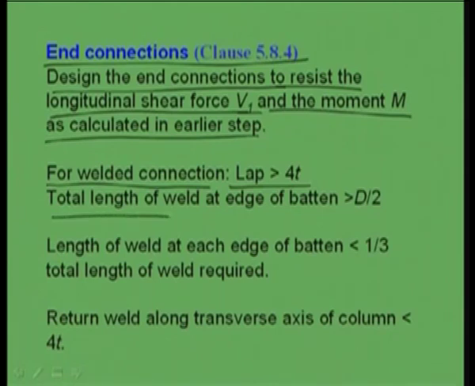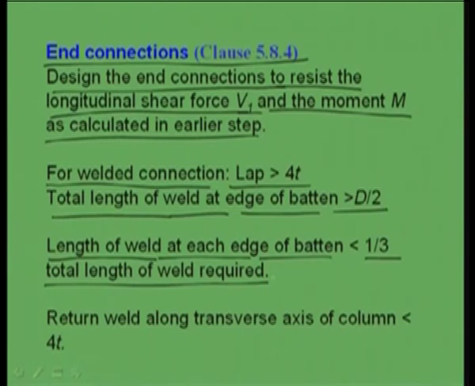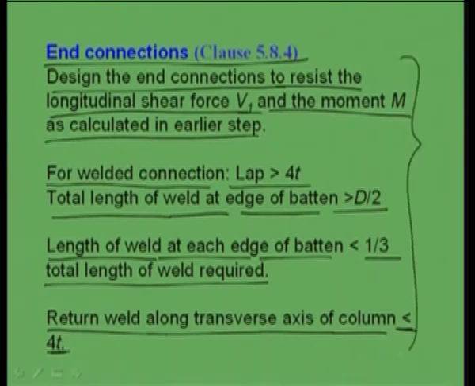Another thing is that the total length of weld at the edge of the batten should be greater than d/2, where d is the overall depth of the batten plates. Then the length of weld at each edge of the batten should be less than 1/3 of the total length of weld required. And the return weld along the transverse axis of the column should be less than 4d. This is also important. So, these are the criteria and guidelines provided by the code in clause 5.8.4 of IS 800/1984. Through these guidelines we have to design the weld connections.